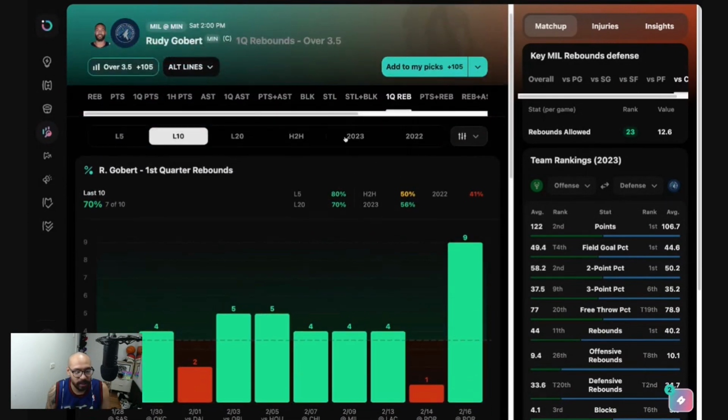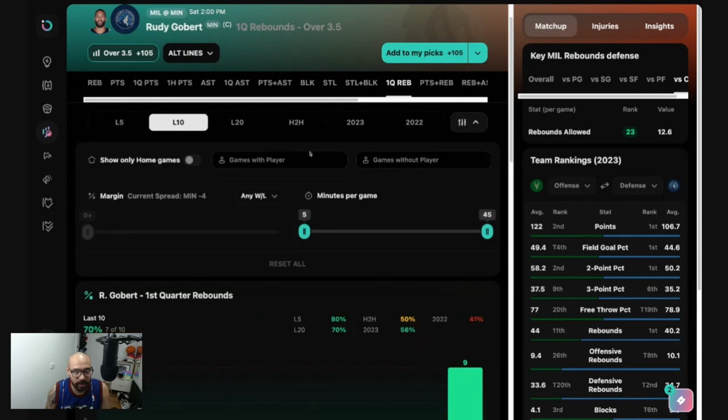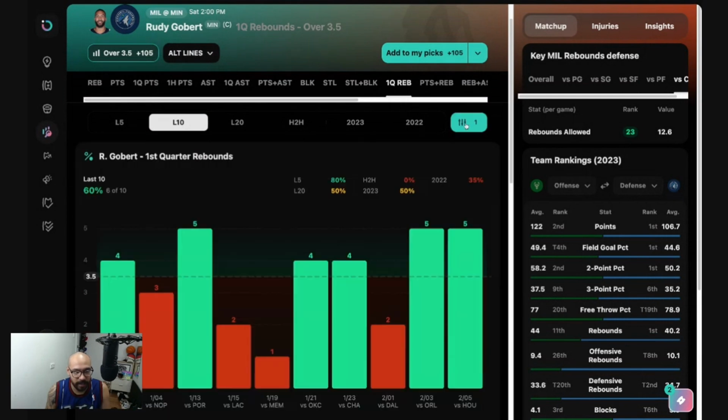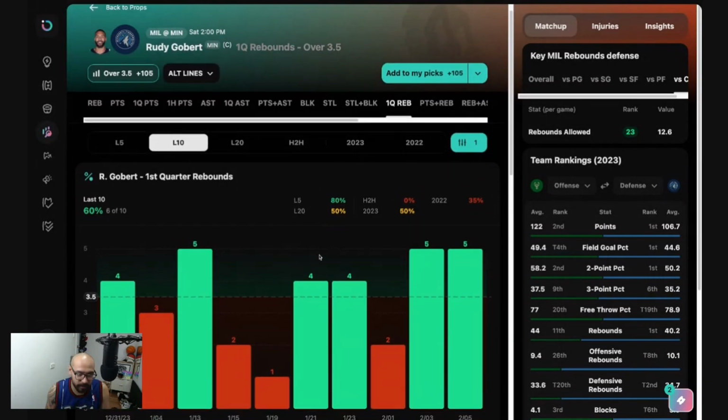So he's covered this 7 out of his last 10. Let's check his last 10 games at home. Last 10 games at home, he's covered this 6 times. So, yeah, I'd probably lean to the over, to be honest, for Rudy. But, yeah, he's got the odds. His recent form's okay.